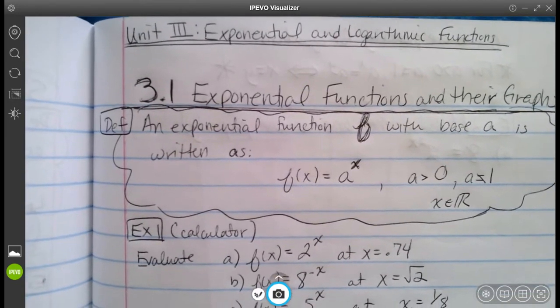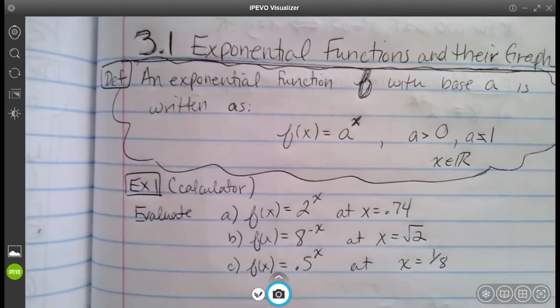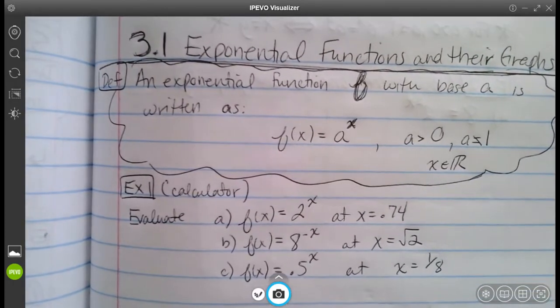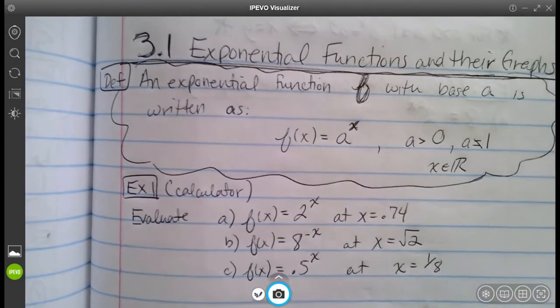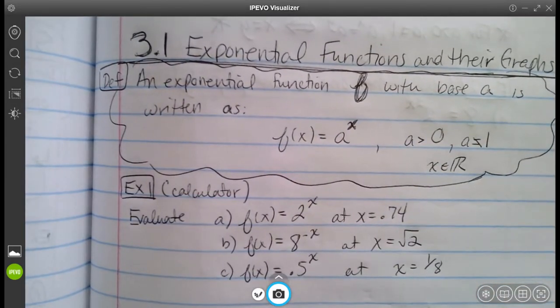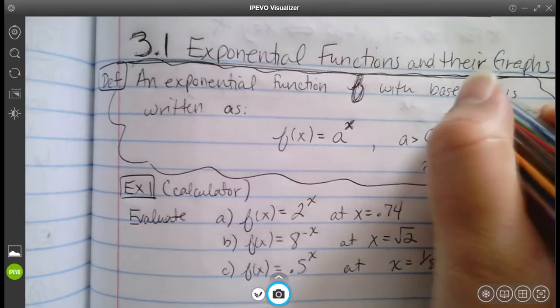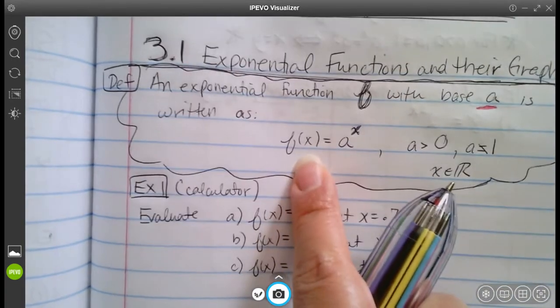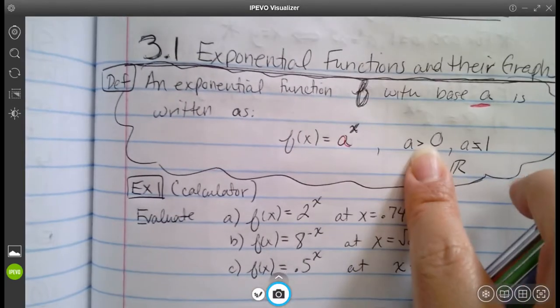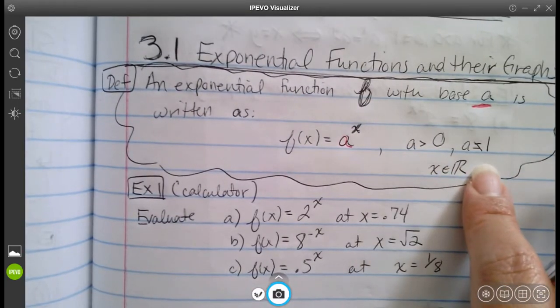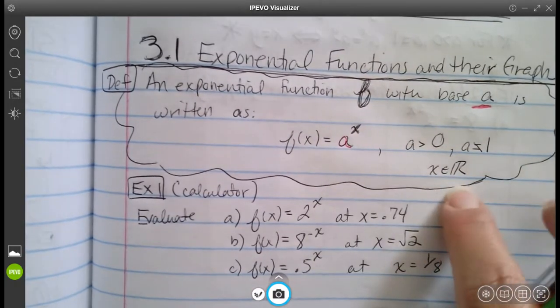So let's start right off the bat with a definition. An exponential function f with a base of a, so our base is going to be a in this textbook, is written as the following: f of x is equal to a to the x, where a is bigger than 0 and a is not equal to 1, and x is any real number.